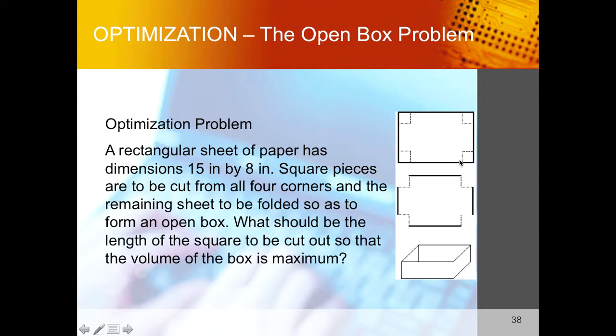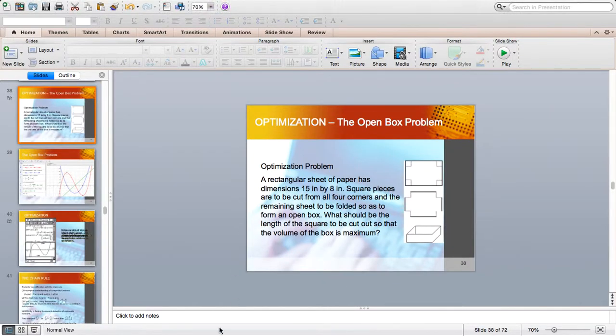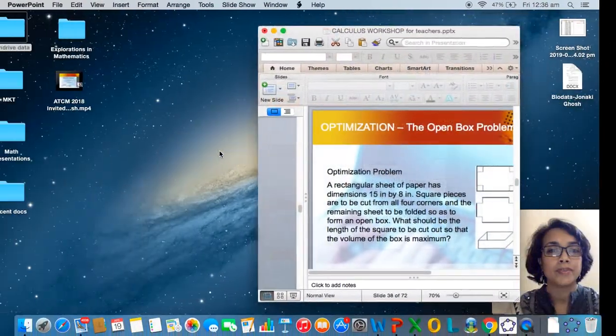Now when you analyze the problem, you would realize that the length of the square to be cut out is actually the height of the box. The width of this box will be 8 minus 2x because there are 2 x's cut out from both the sides, and the length of this box is going to be 15 minus 2x. So let us try to analyze the problem and visualize it using GeoGebra.